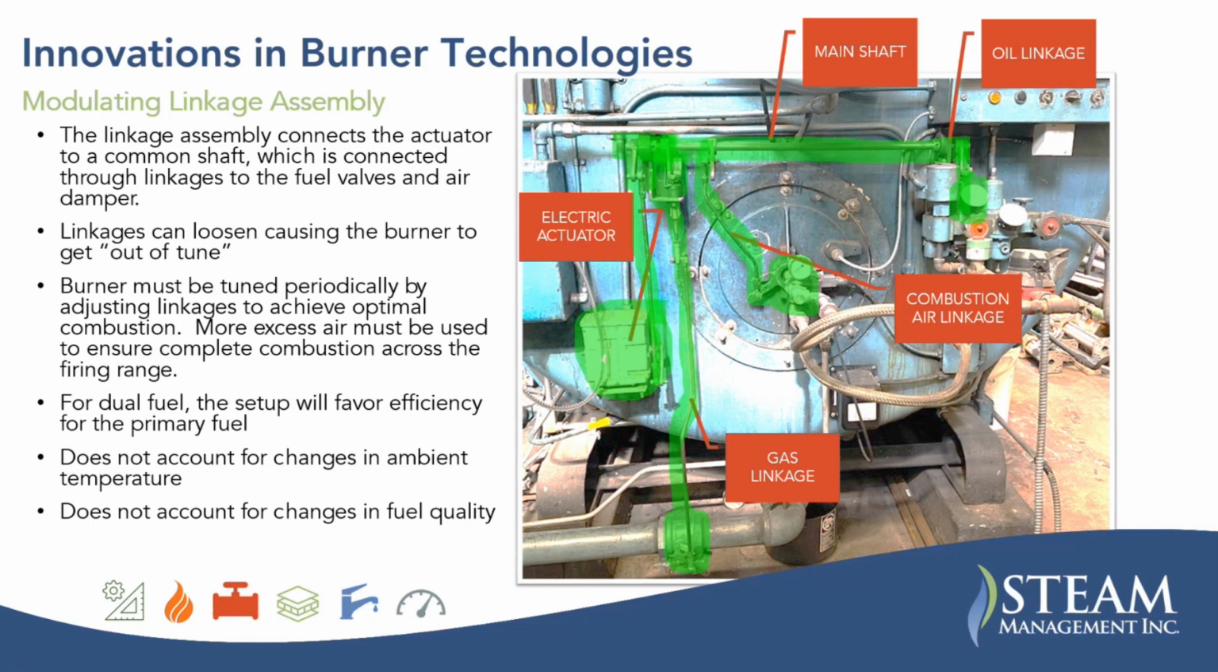For dual fuel as well, the setup will favor the efficiency of the primary fuel. They will try to get it tuned in as well as possible, but there's really an art to it, and there's a lot of room for error. You can only get it so far. It also does not account for changes in ambient temperature. Nothing's being measured here and adjusted for. It's set it and then leave it and let it run. So it's not accounting for changes in ambient temperature, and it's not accounting for changes in fuel quality.